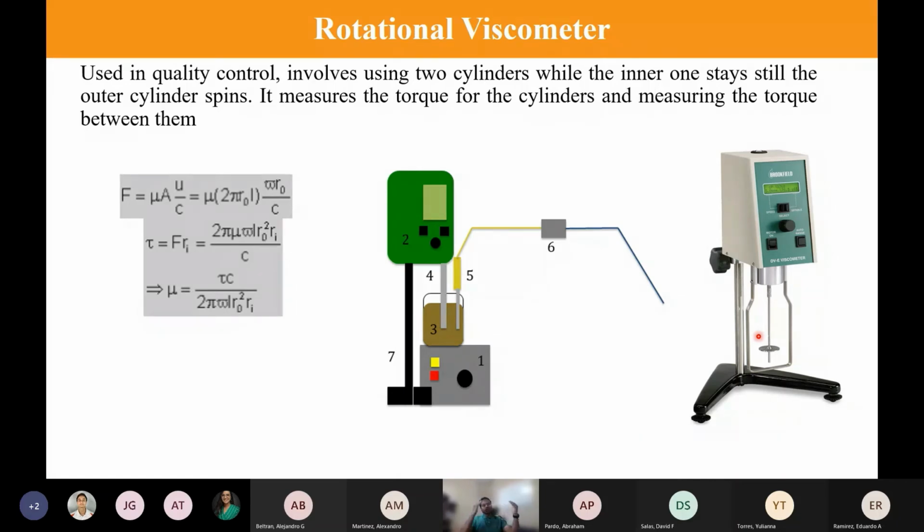But since there's a difference in velocity, a torque will be induced. And to keep the cylinder moving at a certain velocity, or you can say to keep the cylinder moving at a certain angular velocity, the more force you need, the more torque you need, the more viscous your fluid is. And it all can be derived from this equation.